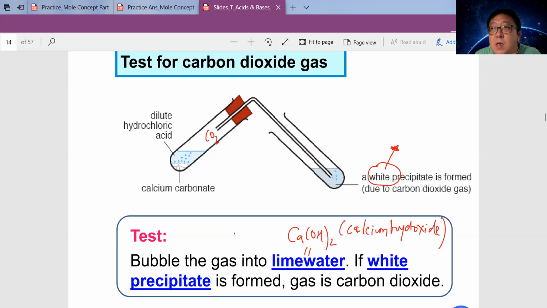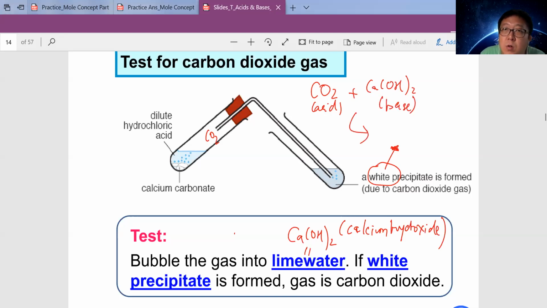What is this white precipitate? You must know, no? Because you see, everybody spells out white precipitate. The question asks, state the identity of the white precipitate. What is it? You go back to the equation and ask yourself, carbon dioxide is an acid, correct? Plus calcium hydroxide over here. Isn't it a base? So what will acid and base do? They form a salt plus water, right? What is the name of the salt? Calcium carbonate. This is the white precipitate.